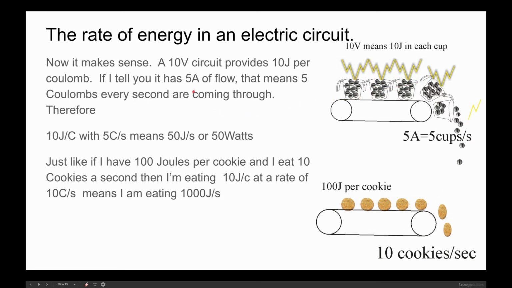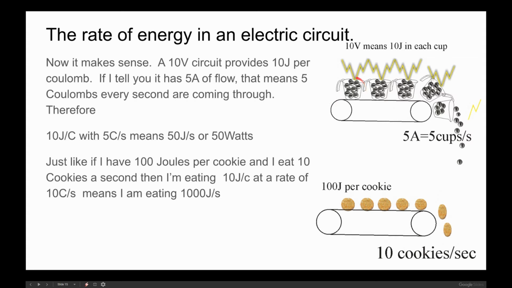If I tell you there's 5 amps of flow, that means 5 cups of these 10 joule electrons are coming down every second. So 10 joules a coulomb with 5 coulombs a second means 50 joules a second, or 50 watts. So let's look at this again.